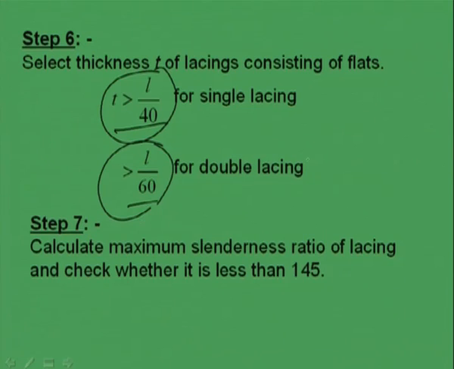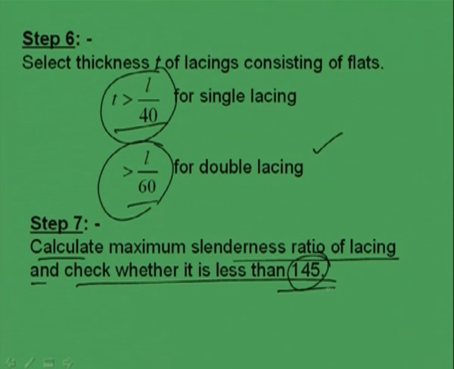So, accordingly we can find out the thickness T, and then what we will do? We will calculate the maximum slenderness ratio of the lacing and check whether it is less than 145 or not, right. That means, how do we calculate the slenderness ratio? We will calculate the radius of gyration of the section which we are going to adopt. Radius of gyration means we know T and B, thickness and width of the lacing. So, we can find out the radius of gyration, that means root over I by A.